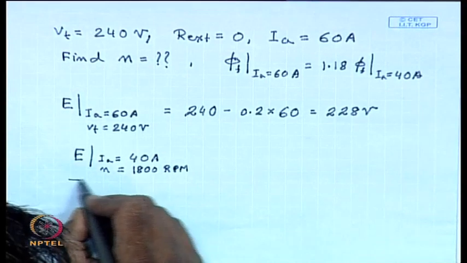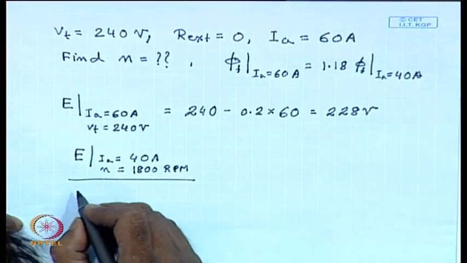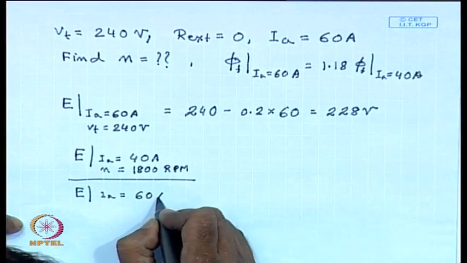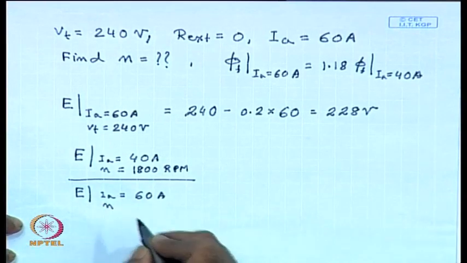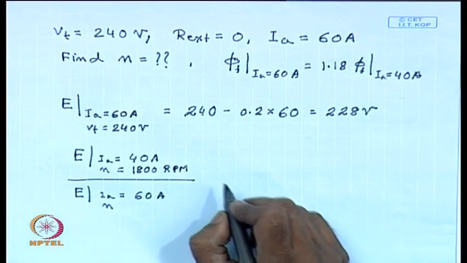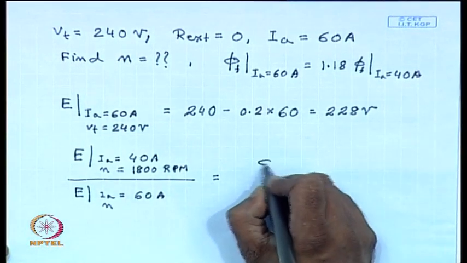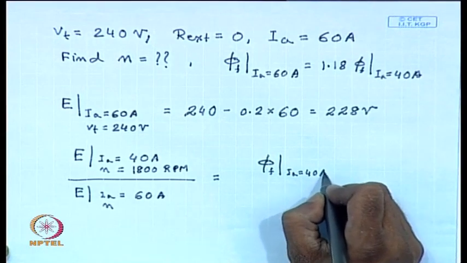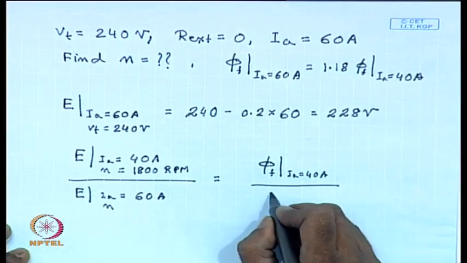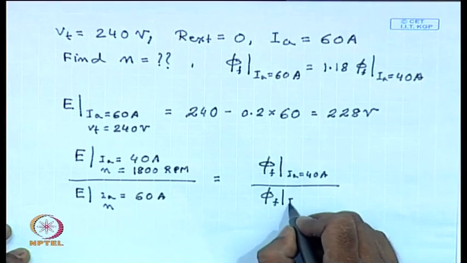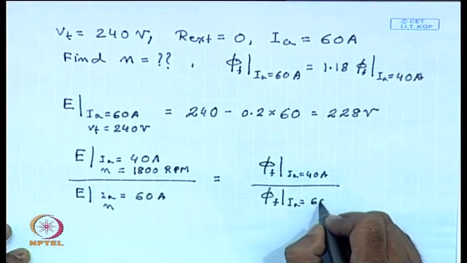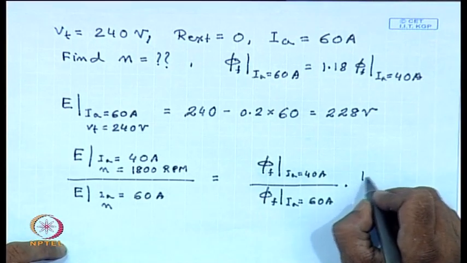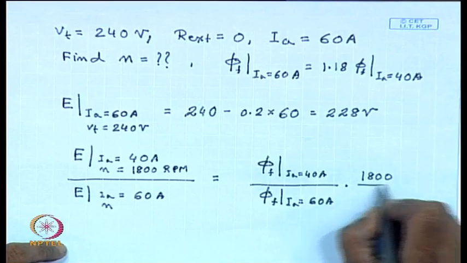Divided by E at IA equal to 60 ampere and n. This is phi f at IA equal to 40 ampere divided by phi f at IA equal to 60 ampere into 1800 by n.